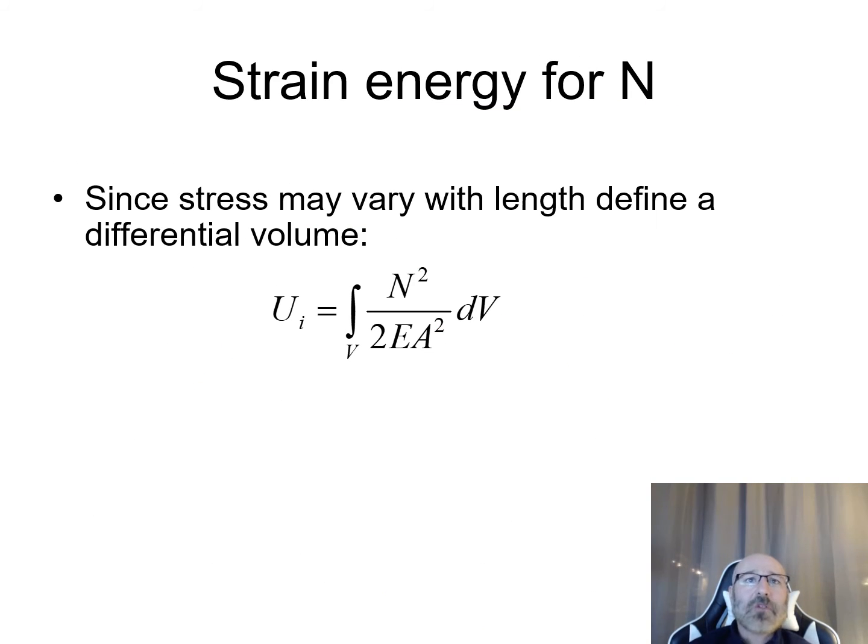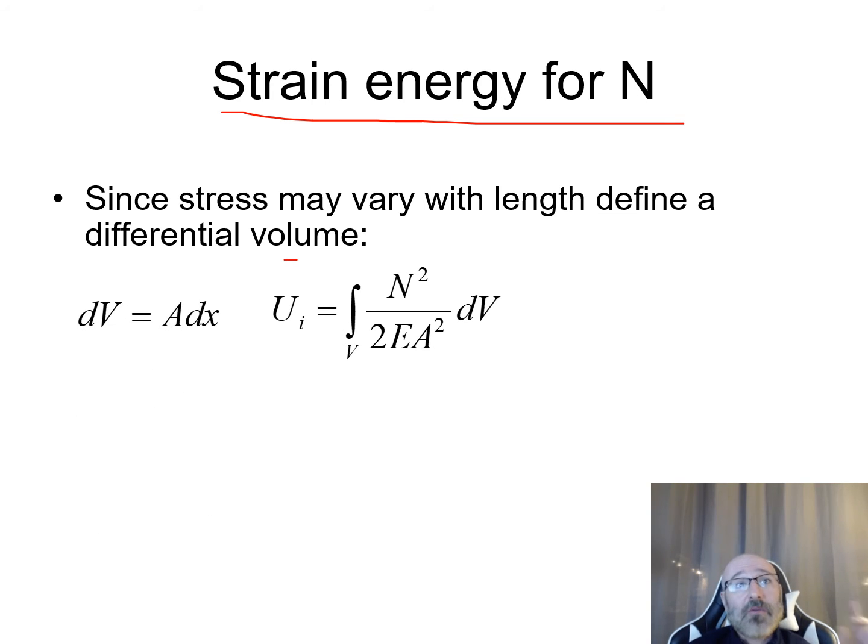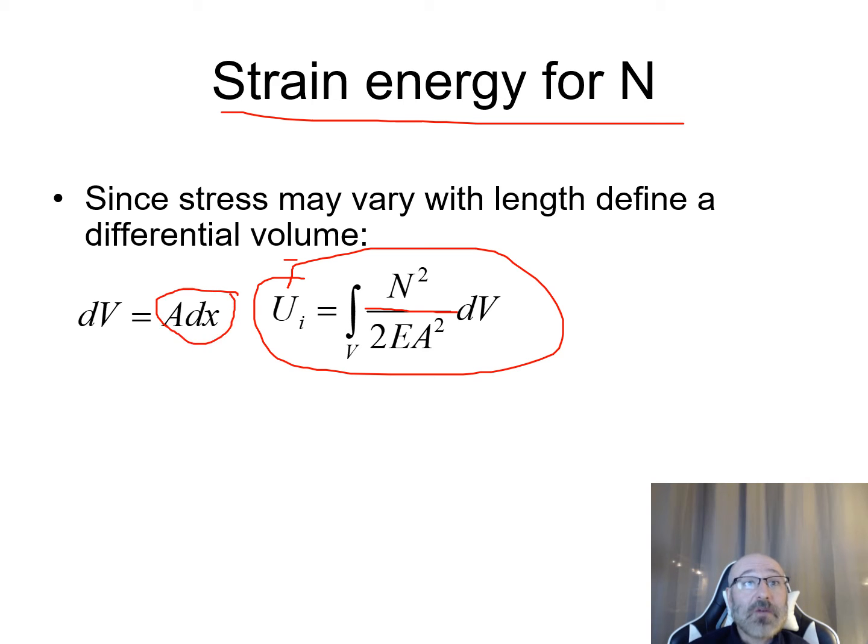Now, if we want to talk about strain energy for an axial load N, one thing we want to consider is that the stress is going to vary with the length. So we're going to have this differential volume that we see in this relationship. In this case, our strain energy is equal to the integral we just saw on the previous slide over V of N squared, that axial load squared, all over 2EA squared dV. Well, dV is going to be equal to A dx. So we can plug that in.